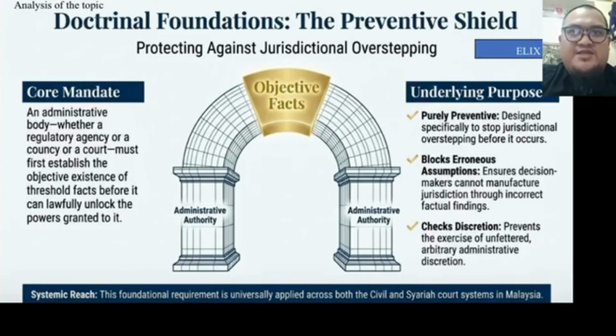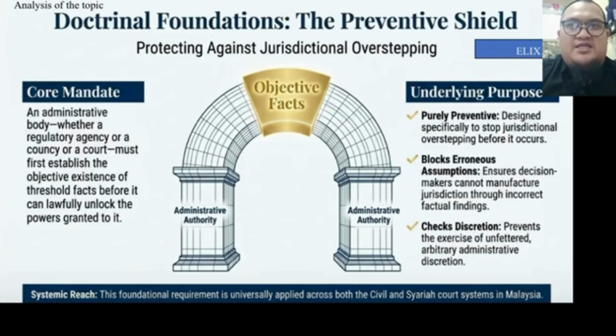Finally, the doctrine has a preventive purpose. An administrative authority must first establish the objective fact that gives it legal authority to act. The doctrine prevents the authority from assuming jurisdiction based on an incorrect factual finding. It also helps to control arbitrary and unfettered administrative discretion and protect the rule of law.